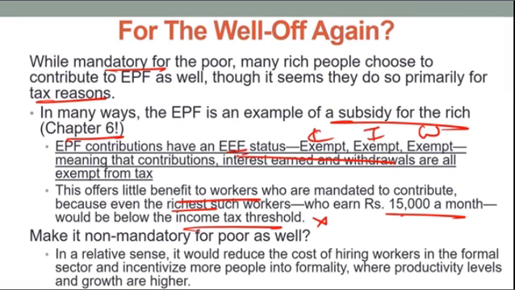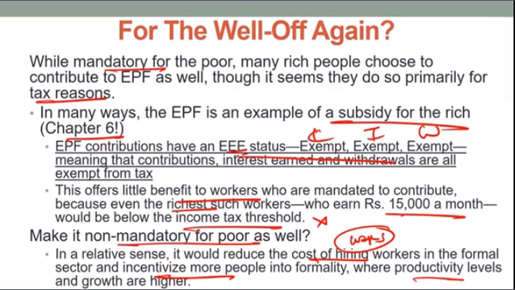Now, what the economic survey is recommending is that we should make it non-mandatory for the poor. For the rich, it is non-mandatory. Should we make it non-mandatory for the poor as well? If we do it, then the effective wages after deductions might increase. So this will probably incentivize more people to join the formal sector, and productivity, growth, etc. can be higher. Now, the controversy will be discussed more in the current affairs part.